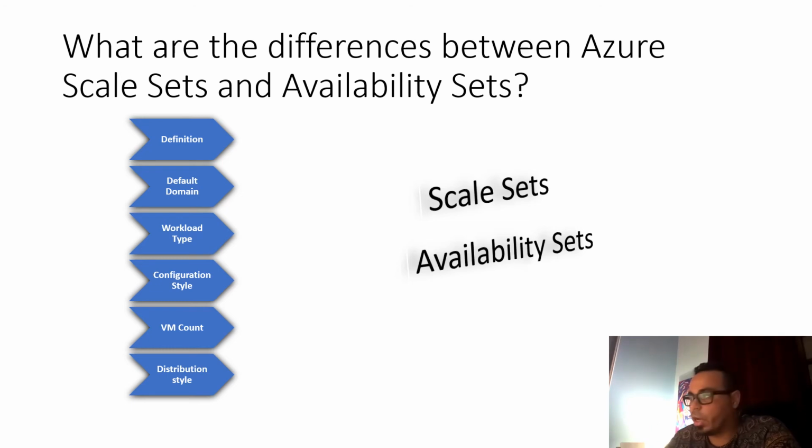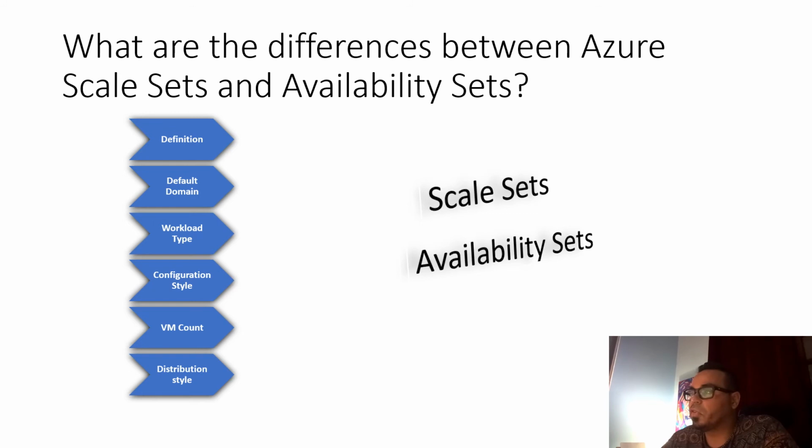For workload type, it's a very important point because we will understand when we'll use a scale set and when we'll use an availability set. We use a scale set when there is an unpredictable workload that requires the feature of auto scalability, while we use an availability set when a predictable workload is required.